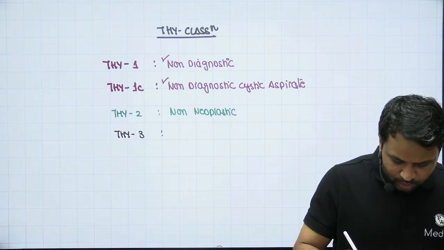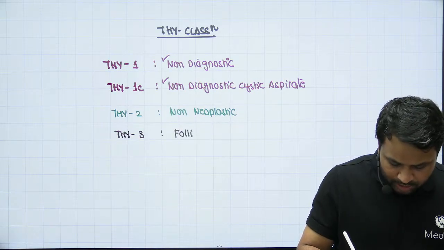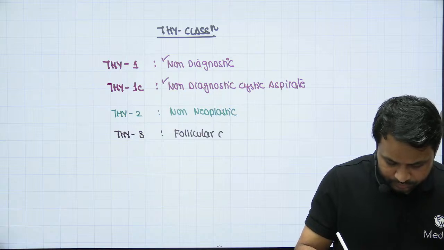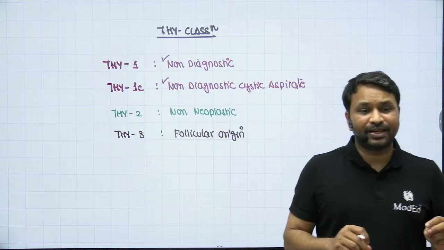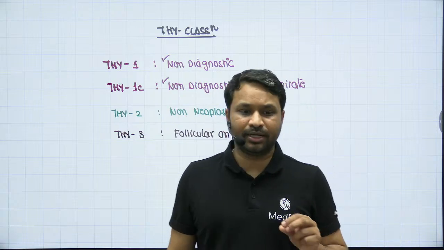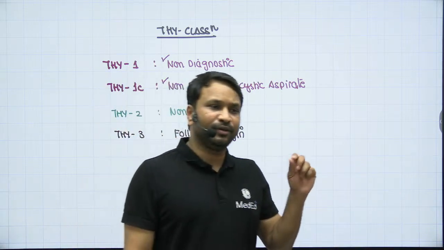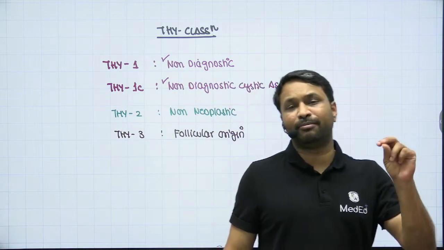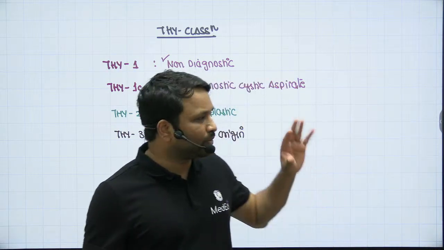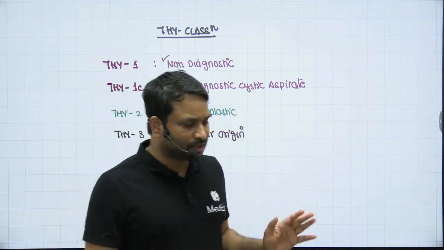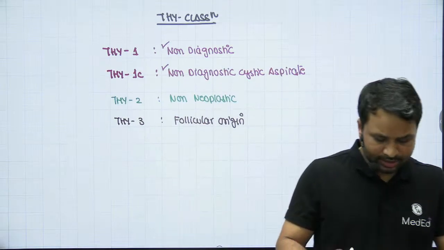In Thy 3, they will tell you that it is of follicular origin. They'll simply comment that it is follicular origin. Remember, FNAC does not have the ability to differentiate between a benign follicular adenoma and a malignant follicular carcinoma. Whenever they have a gray zone or doubt, they would simply go ahead and say that it is a follicular originated cell. Right?